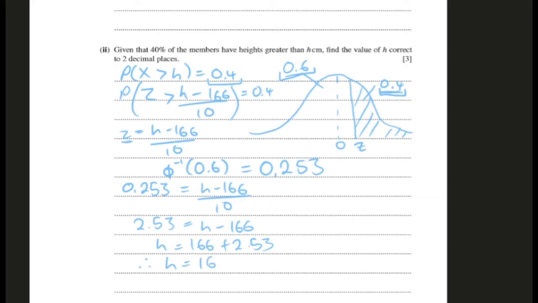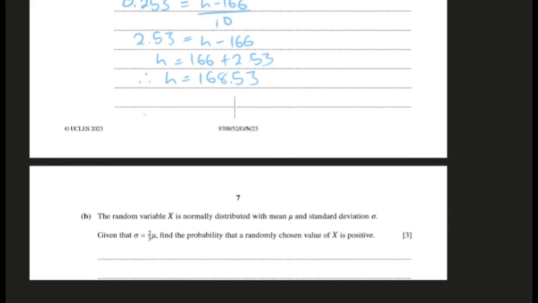Part B. The random variable x is normally distributed with mean mu and standard deviation sigma. So we're given that x follows a normal distribution with mean mu and variance sigma squared. Given that sigma is 2/3 of mu, find the probability that a randomly chosen value of x is positive. If the value of x is positive, then x must be greater than 0, so we're finding the probability that x is greater than 0.